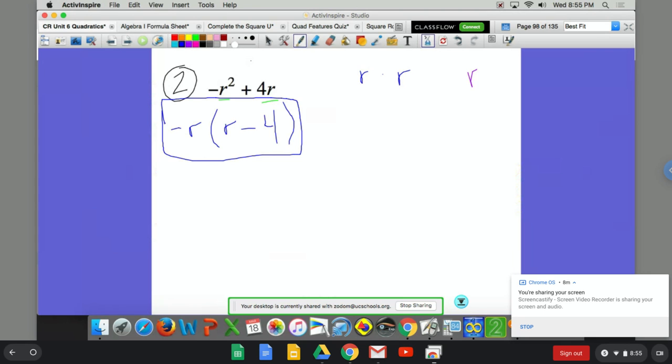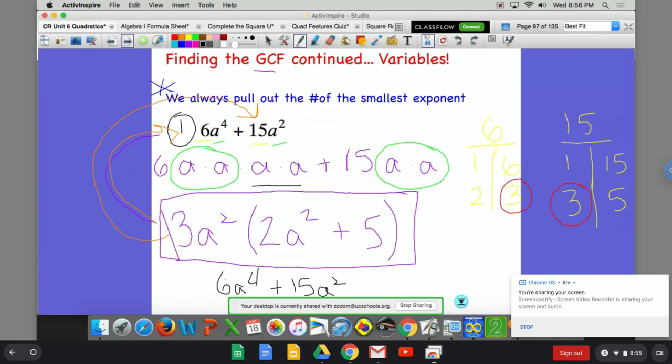And so this will be your final answer. And if you wanted to check it, we could do negative r times r, which is going to give you negative r squared. And then we have negative r times negative 4, which is going to give us positive 4r. So it checks. And so that is the only thing that we've added today, which is just the variables. But the biggest thing is just to remember to always take out the least amount of exponents that they share.